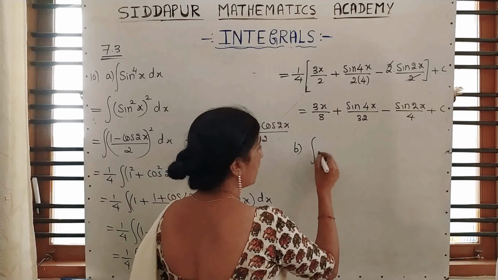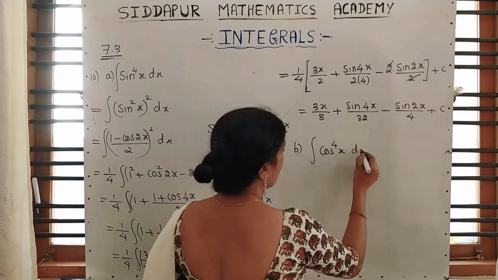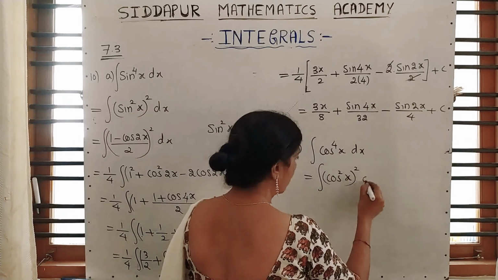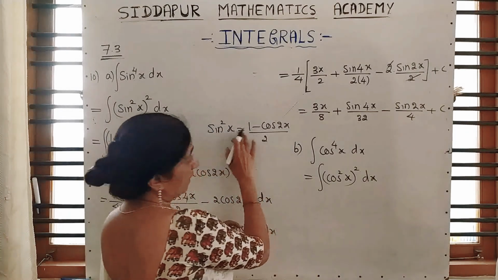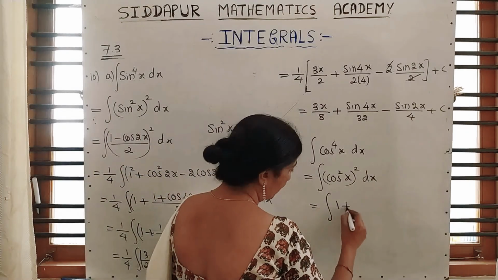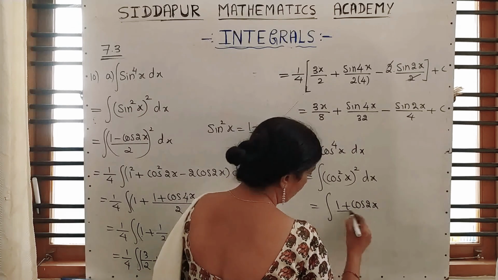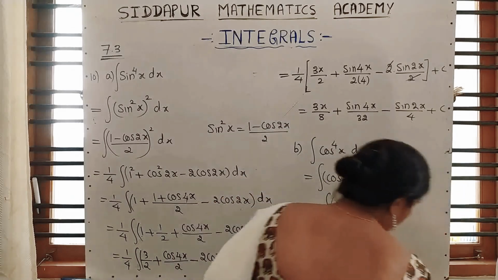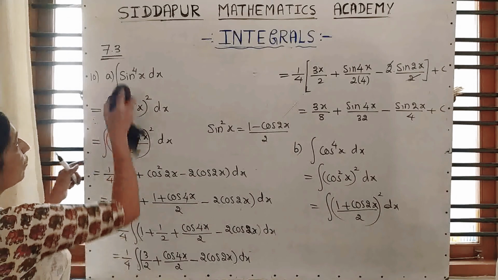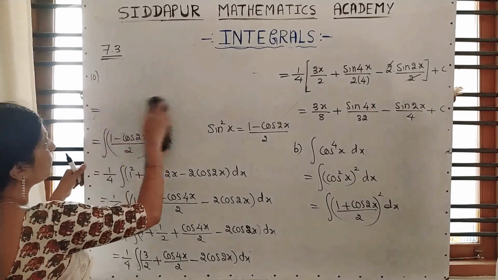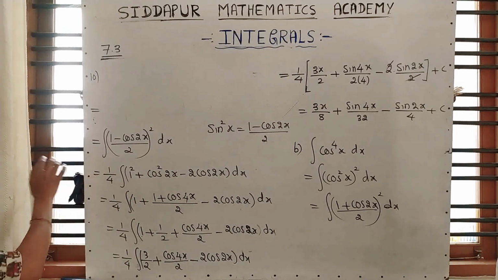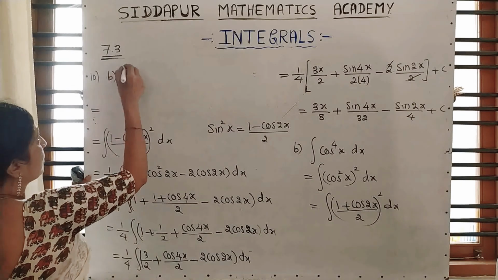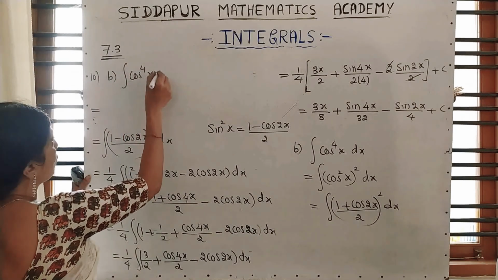10th B, cos raised to 4 dx. This will be written as cos square x whole square. So as I told you, again multiple and submultiple. Cos square x will be 1 plus cos 2x divided by 2 whole square into dx. See student, now I will move to the previous. Here if I wrote cos raised to 4.